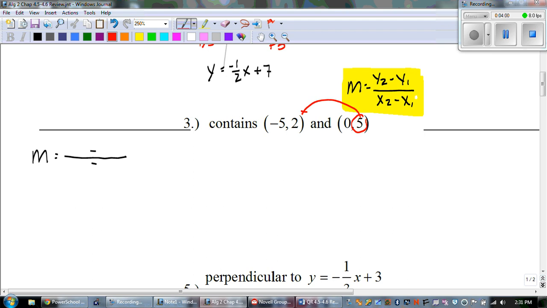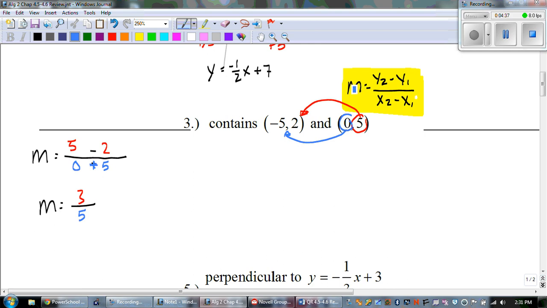So my y's go on the top. We have 5 minus 2. And then on the bottom, we have 0 up, and that ends up being plus 5. Okay, well, 5 minus 2, that's easy. That's 3. And then 0 plus 5, what's 0 plus 5? Yeah, 0 plus 5 is 5. Is that simplified? Yeah, so that's our slope.